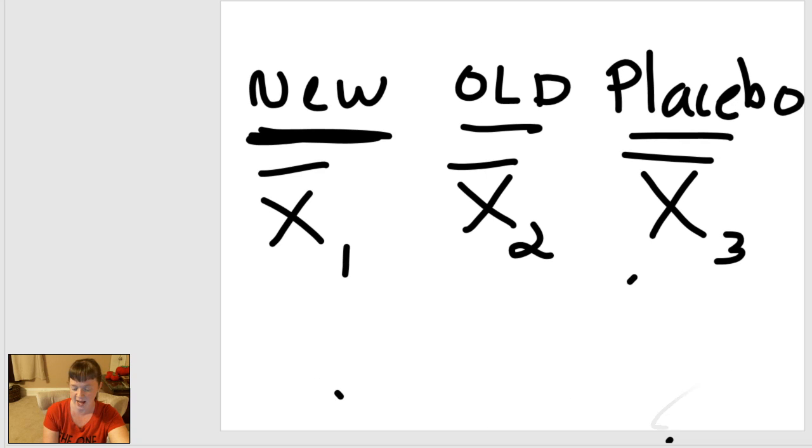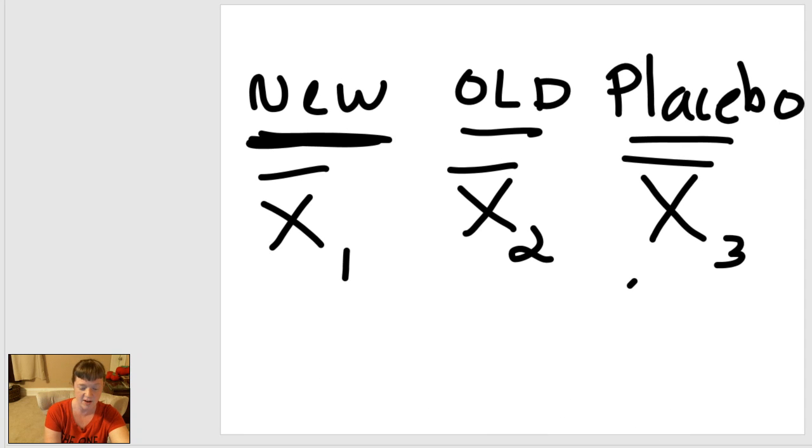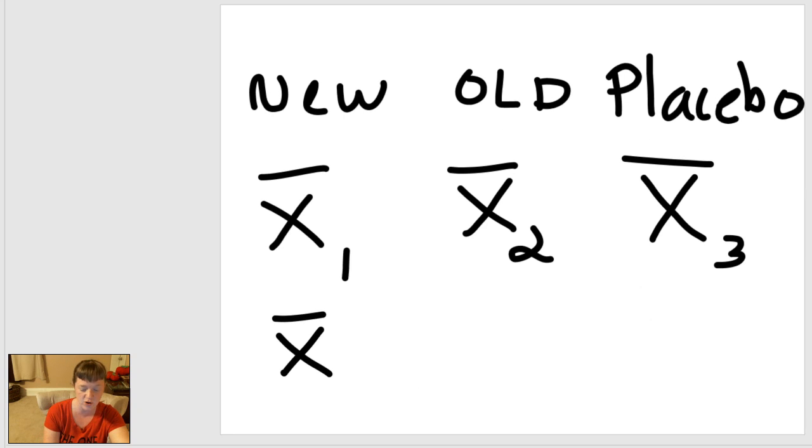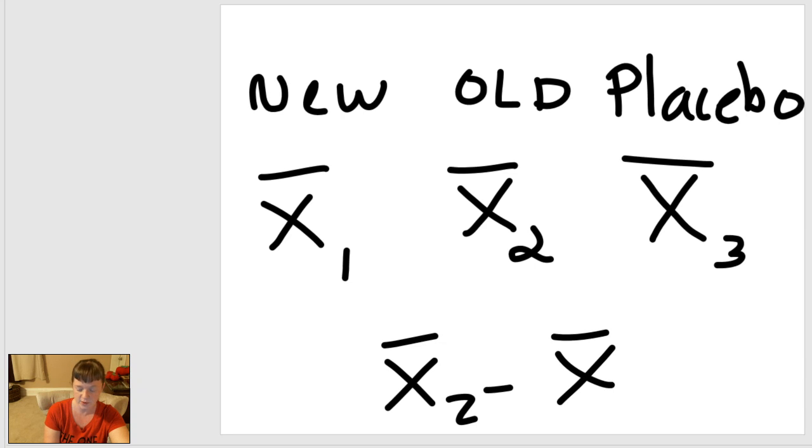So sometimes students ask, well, why don't I just do 3 different t-tests if I want to see if these 3 groups are different, right? Why don't I just do 3 different t-tests where I compare the new drug group to the old drug group? T-test number 1. I compare the new drug group to the placebo group. T-test number 2. And finally, I compare the old drug group to the placebo group.